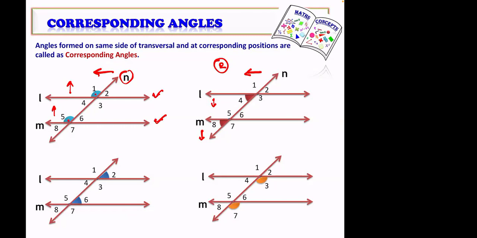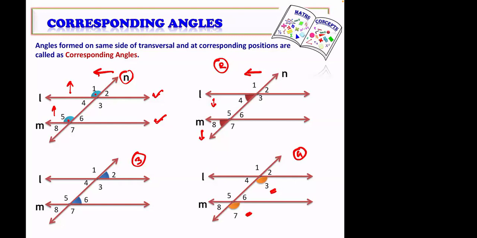Similarly, we have two more pairs of corresponding angles. Here in figure 3, 2 and 6 are corresponding angles, and in figure 4, 3 and 7 are corresponding angles. So these are equal. Corresponding angles are always equal if lines are parallel.